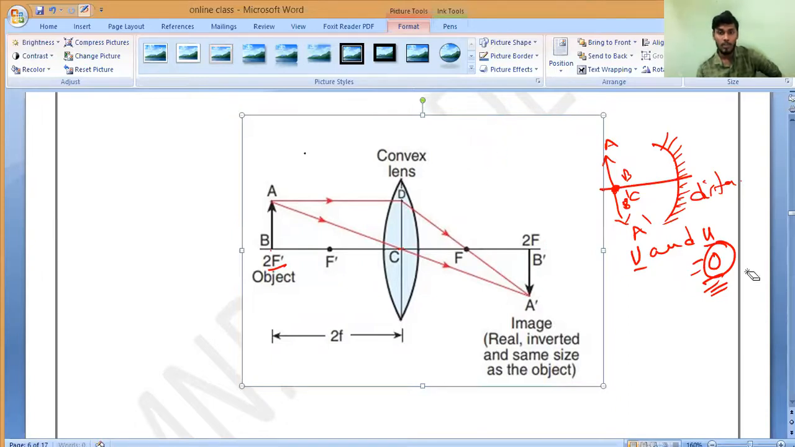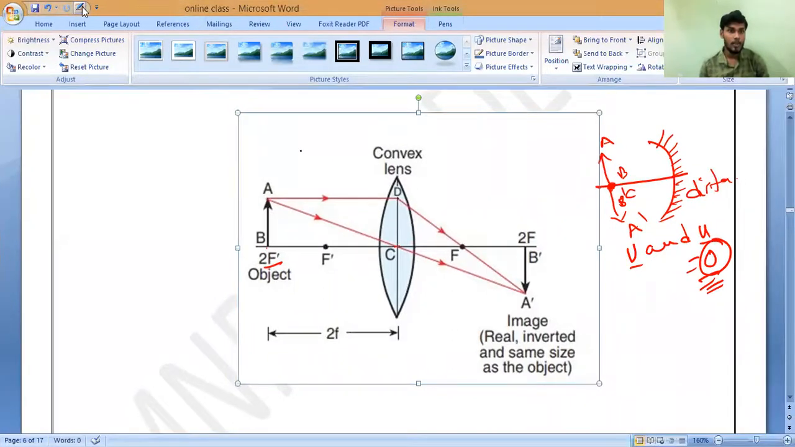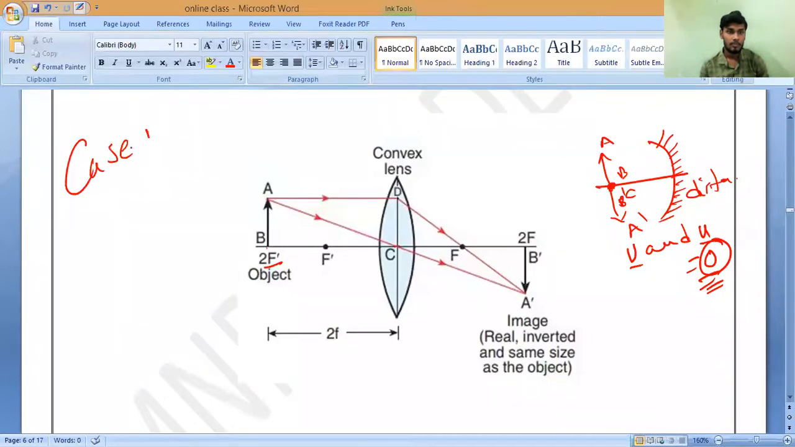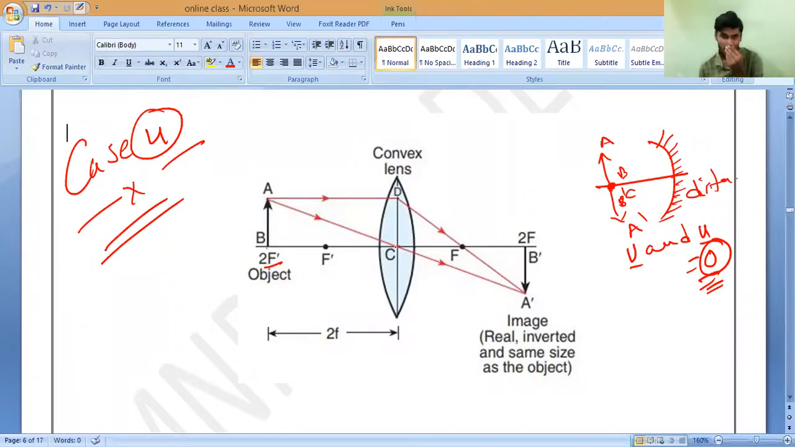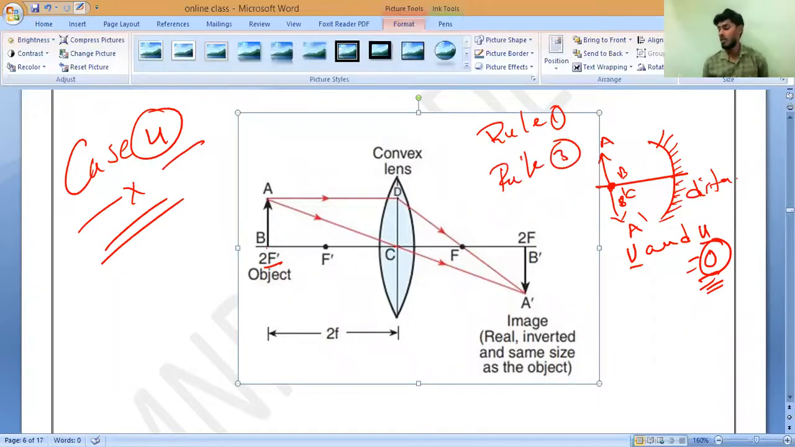So in this case, note it down all of you. Draw the image. Again, two special rays. What are the two special rays I am taking here? Case number 4. One is parallel, another one is going through the center. Rule 1 and rule 3. That is what you should remember. For all the first 4 cases, we are taking rule number 1 and rule number 3.